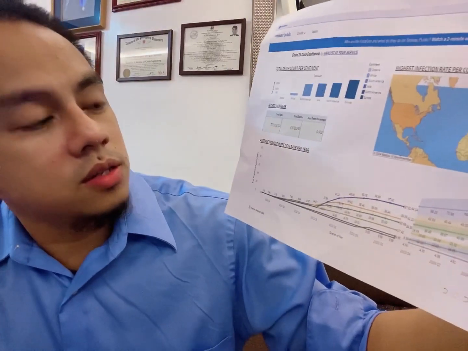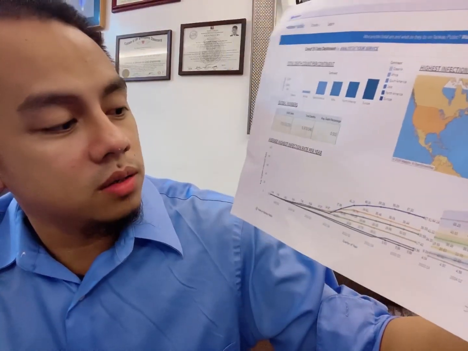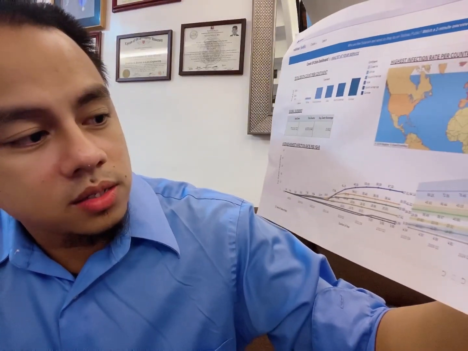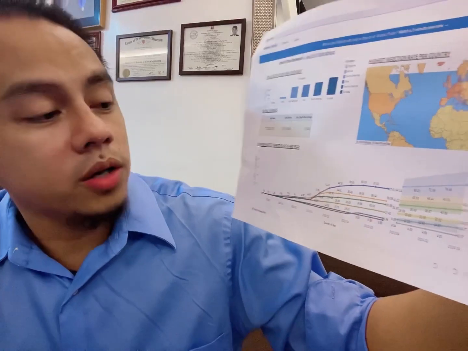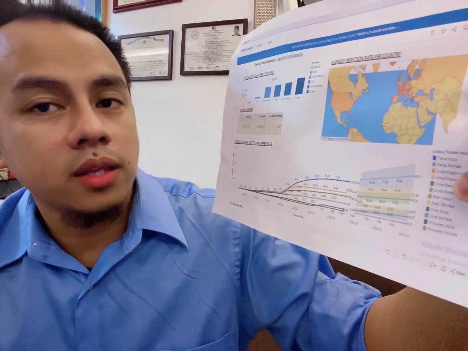Next, the fourth table is average highest infection rate per year. I divided the year into quarters, so I can create a long-term trend line graph.